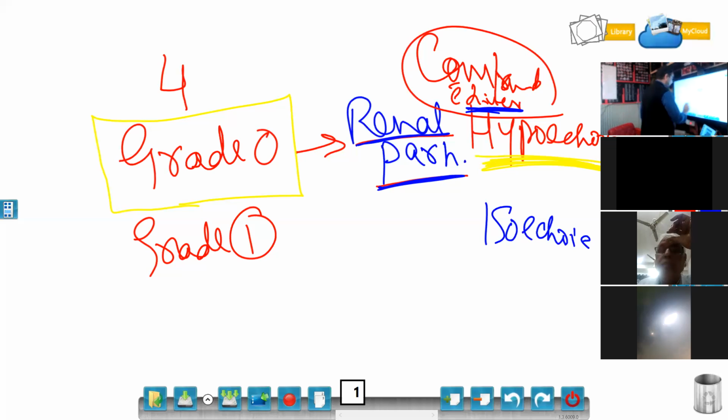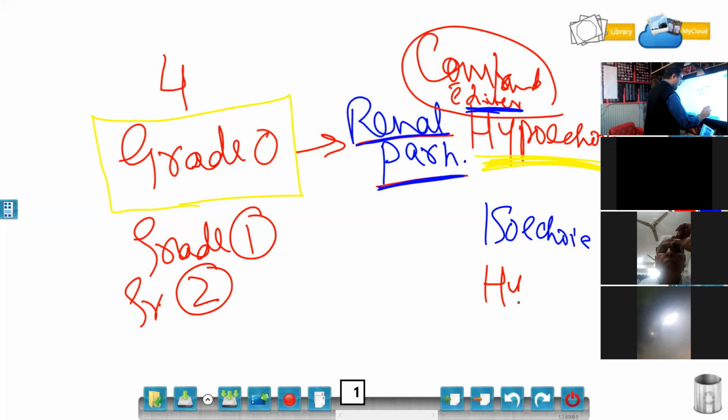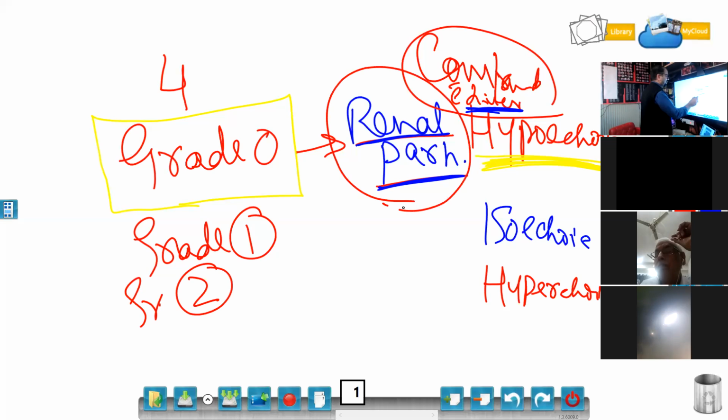Now the grade second. Grade second is when it is hyperechoic. Hyperechoic compared to what? Compared to liver. What is hyperechoic? Renal parenchyma. Now see, the central point is the renal parenchyma. I am comparing it with the liver. When the renal parenchyma is hyperechoic, that will be grade second.